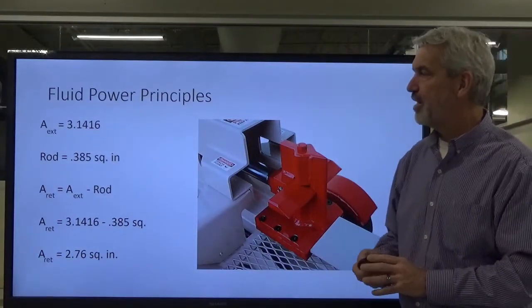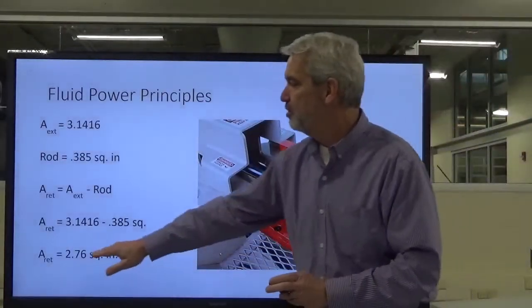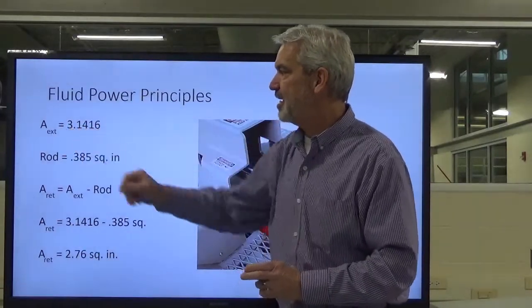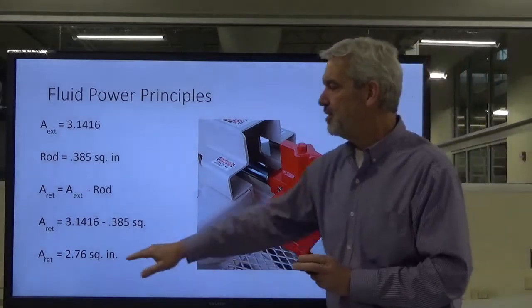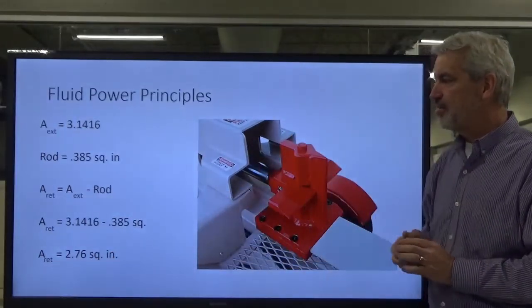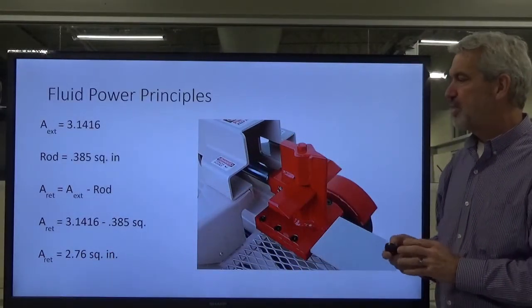Let's look at the contrast between those two. 2.76, and on the extend side 3.14. You're kind of seeing where this is going. But let's continue with this one. On the A sub retract, we have 2.76 square inches.